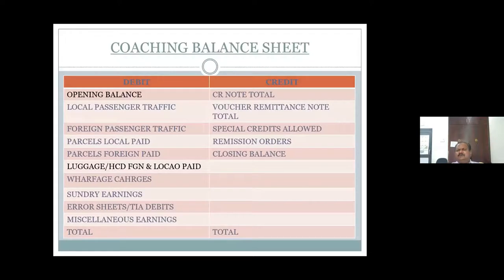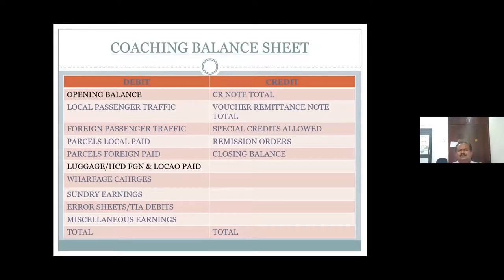Let us see the pro forma of the coaching balance sheet. Every month, the opening and closing balances will be there. As a part of the internal check, the balance sheet section should see that the opening balance is carried forward from the previous month's closing balance. Under classified heads, the earnings are given. Now, UTS is giving all the statements in the prescribed pro forma.